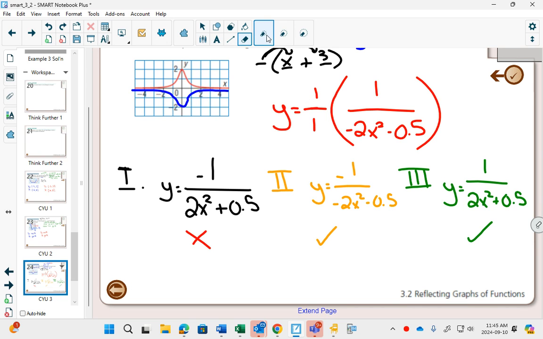Or if you put the negative on the bottom, that would keep the top the same, and on the bottom you would have to distribute here. When you multiply on the bottom, change everything to positive.